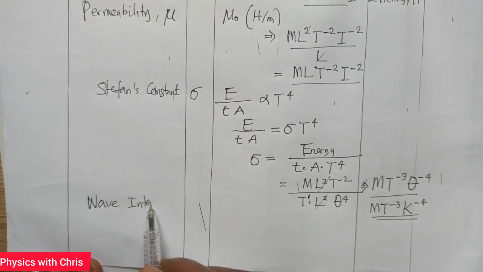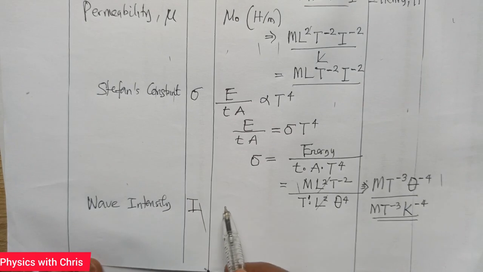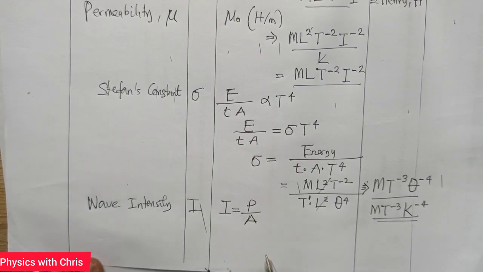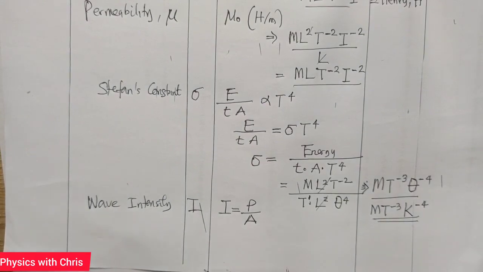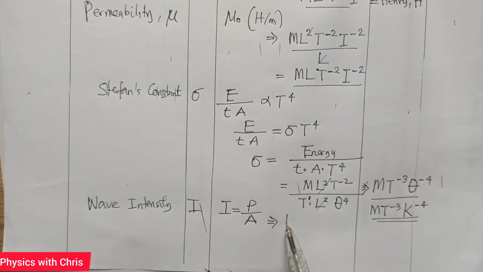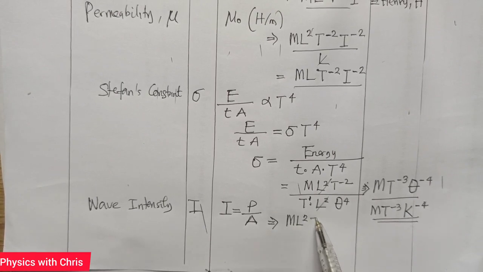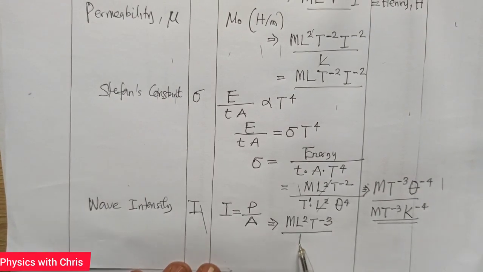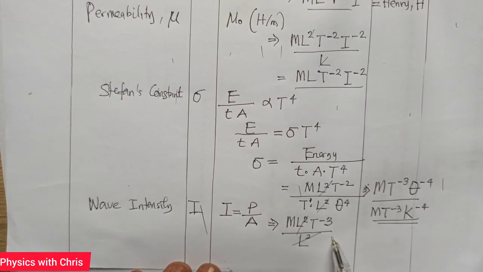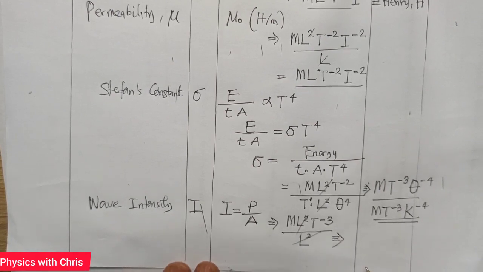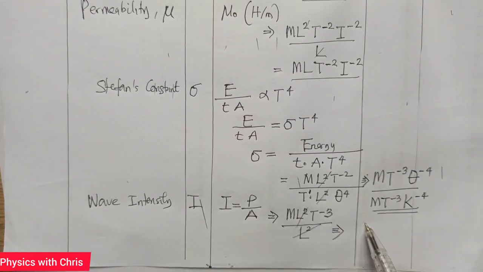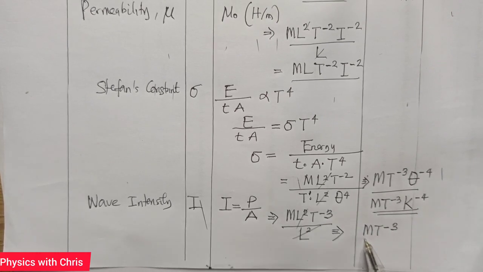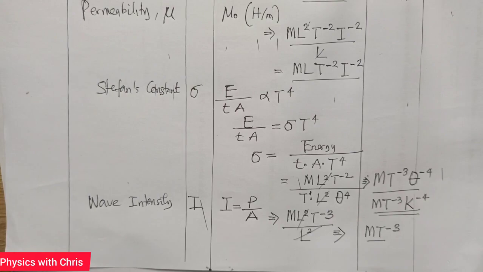So finally, let's dimension wave intensity. The intensity of a wave, the symbol is I, is given as wave power over area. Power in mechanics is given as m L raised to the power 2 t raised to the power minus 3, the dimension of power, over area, which is L raised to the power 2. So this cancels this, so that the dimension of wave intensity is m t raised to the power minus 3.